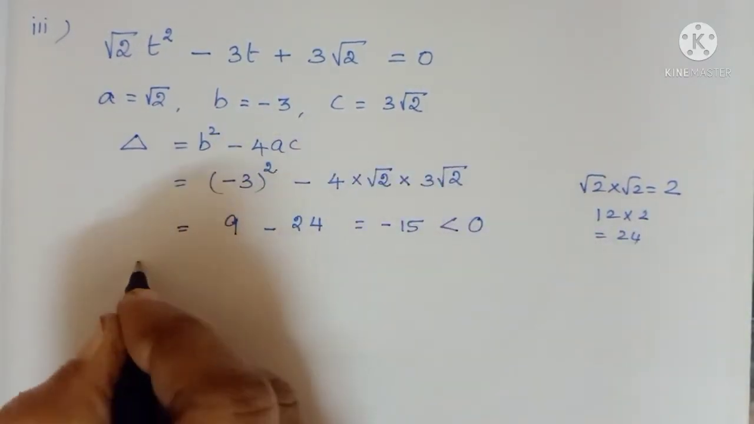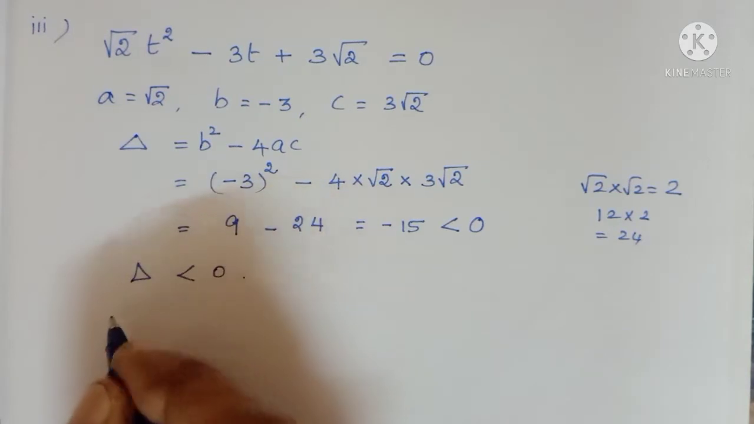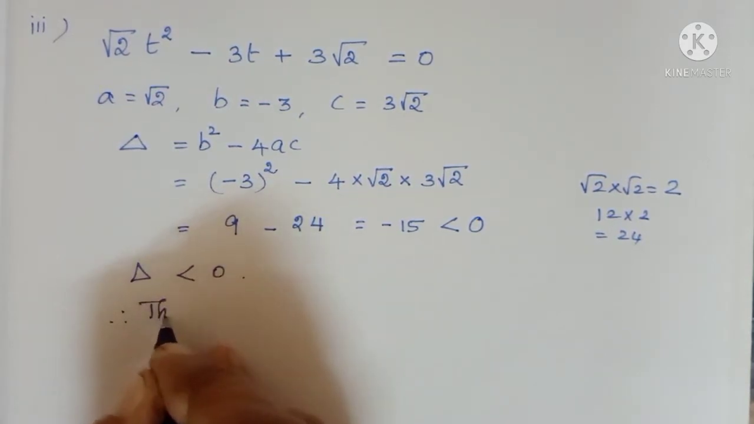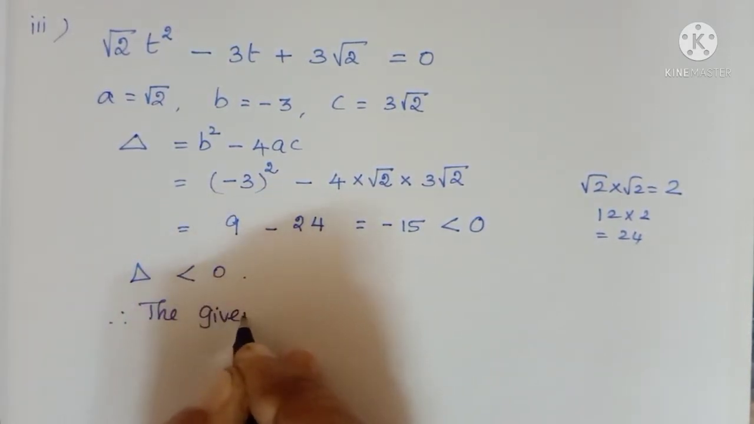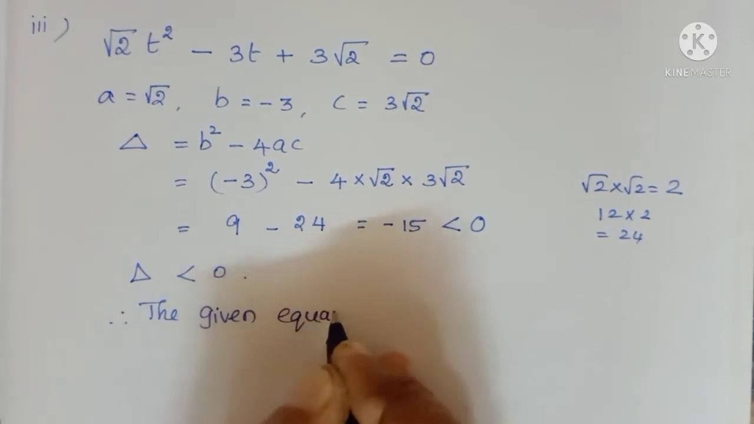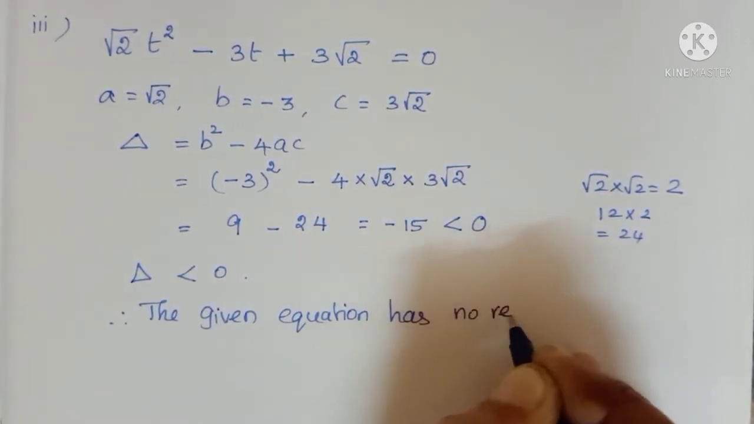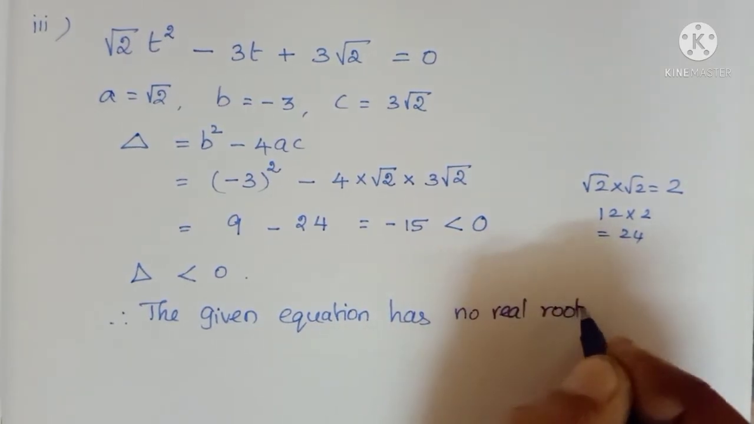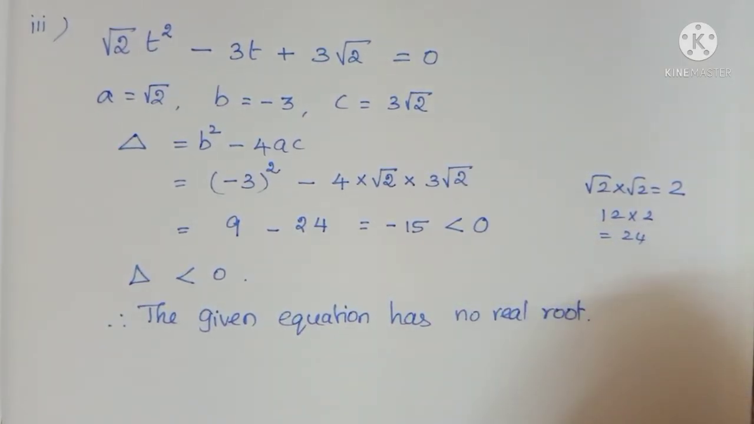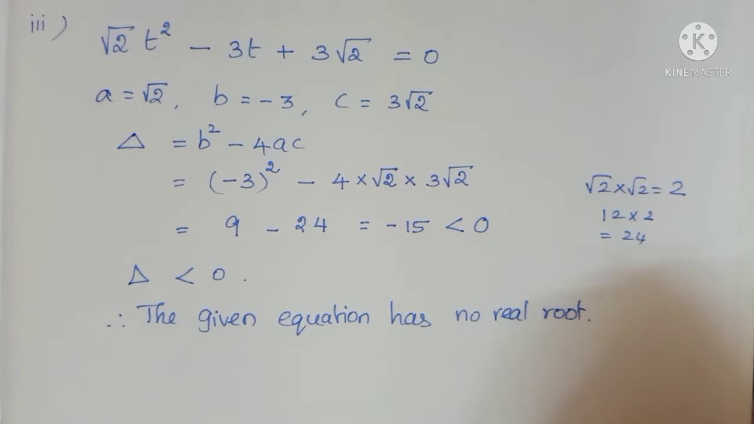Okay. Therefore discriminant is less than 0, means what conclusion can we give? The given equation has no real roots. Okay. So when a less than 0 value comes, we can say no real roots. Suppose we are getting equal to 0, then we can write the conclusion: the equation has real and equal roots. So the next two sums you have to try yourself.